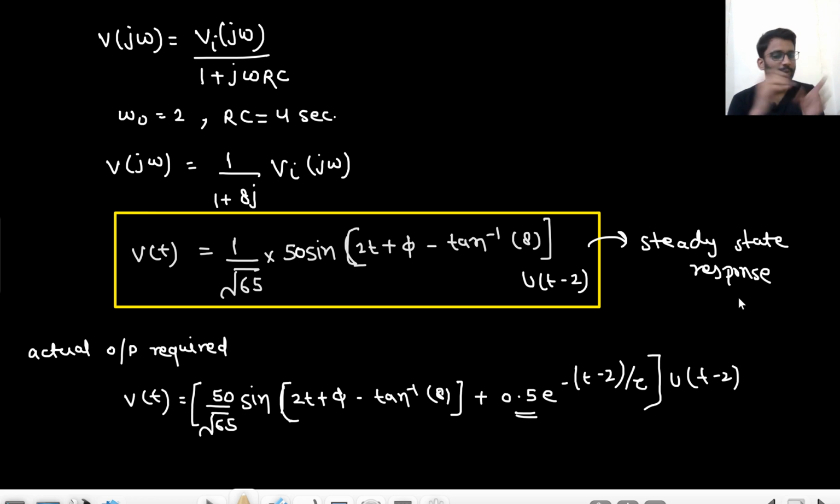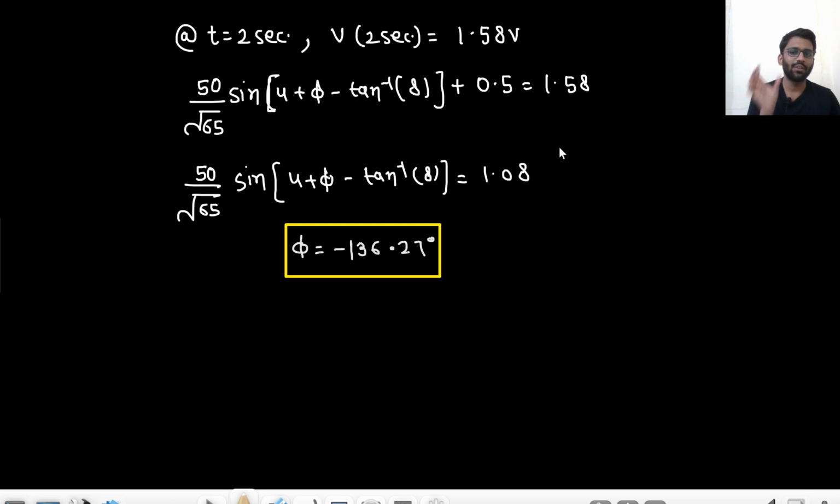But now 0.5 is provided by the transient, so the rest of the voltage should be provided by the steady state response. What is the rest? The rest would be 1.58 minus 0.5. That means 1.08 should be provided by the steady state response. So the angle has to be minus 136.27 degree.